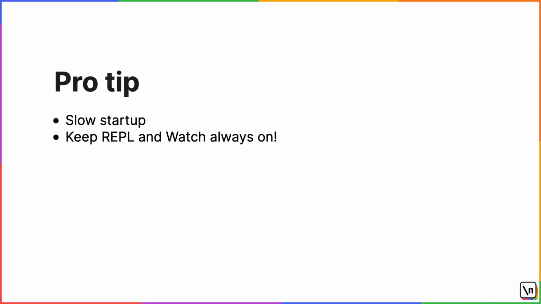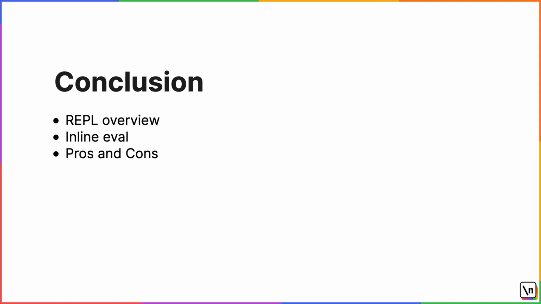You might have noticed the slow startup time and the added burden of connecting to nREPL. It's a common practice in the Clojure world to never kill the watch process and the REPL session. This way, whenever you sit down to work, your toolkit will be ready. In this chapter, we learnt about the REPL and how to evaluate code inline. We built a mental model for REPL and studied some of its advantages and shortcomings.